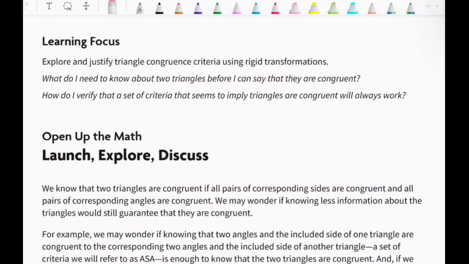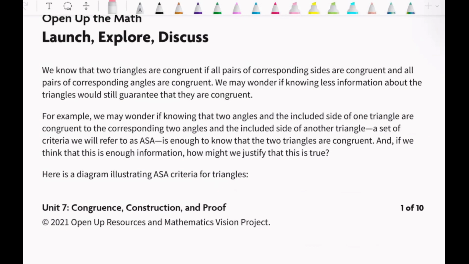It says explore and justify triangle congruence criteria using rigid transformations. Okay. What do I need to know about two triangles before I can say that they are congruent? And then how do I verify that a set of criteria that seems to imply triangles are congruent will always work? So we know two triangles are congruent if all pairs of corresponding sides are congruent and all pairs of corresponding angles are congruent. Now, this is important because look, the only way that you can prove that these things are congruent is by proving all corresponding sides and angles are congruent.